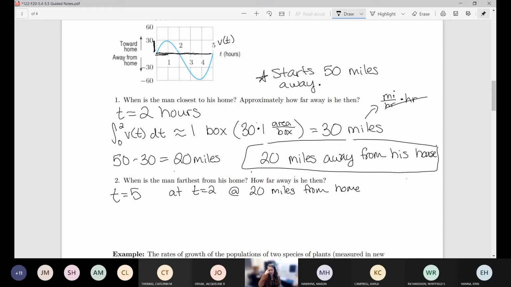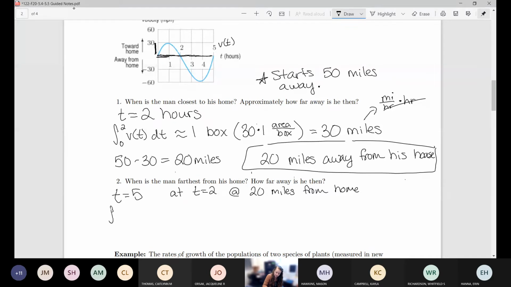So what we can do is, instead of having to find the entire integral from 0 to 5, let's just look at the integral from 2 to 5. And then just use the fact that he was 20 miles away from home and go from there.